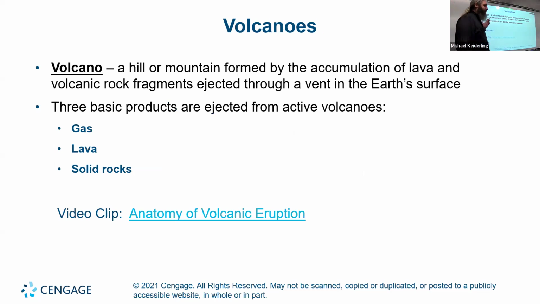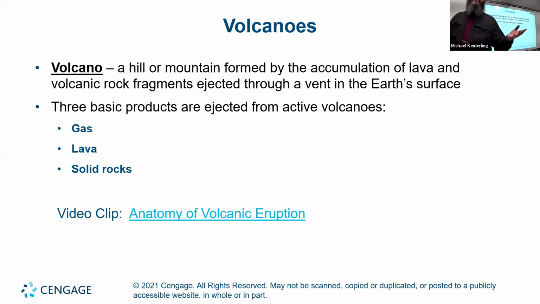Now, if molten rock comes to the surface, you get a volcano. So a volcano, there's several types of volcanoes. It's a hill or a mountain that's formed by the accumulation of lava and volcanic rock fragments that get ejected through some vent in the Earth's surface.